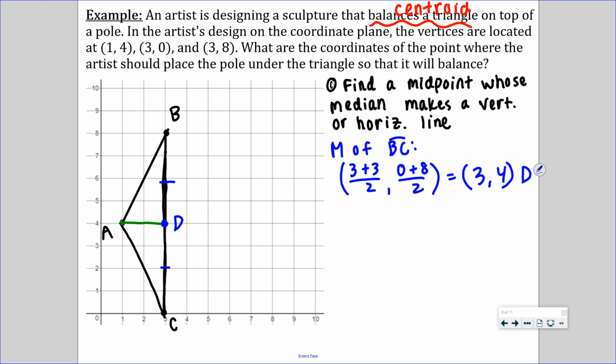But there's our median. Now, as I mentioned, we actually don't need to find another median and look for their intersection because of the special characteristics of the centroid and where it's located on each median. We know, I'll write this down, the centroid is 2/3 the distance of the median on the vertex side.